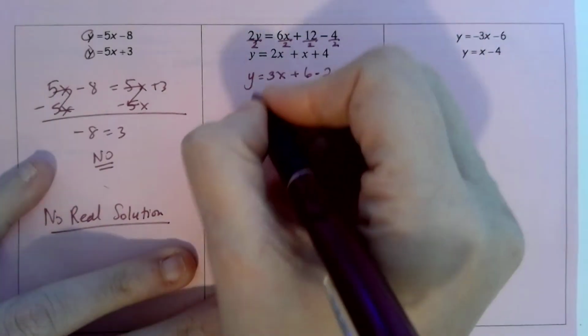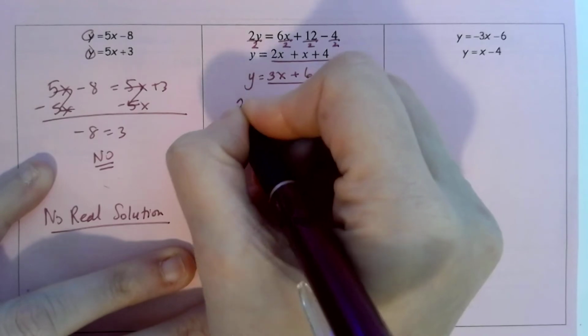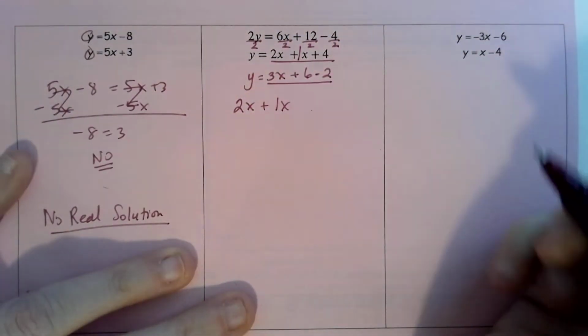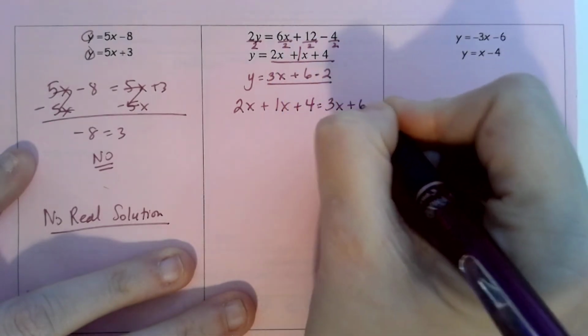Okay, so I'm going to set these equal, because again, remember, if they both equal y, then I can make them both equal each other. 2x, I'm going to say 1x. Remember, we don't like to leave them hanging out there all alone. Plus 4 equals 3x plus 6 minus 2.